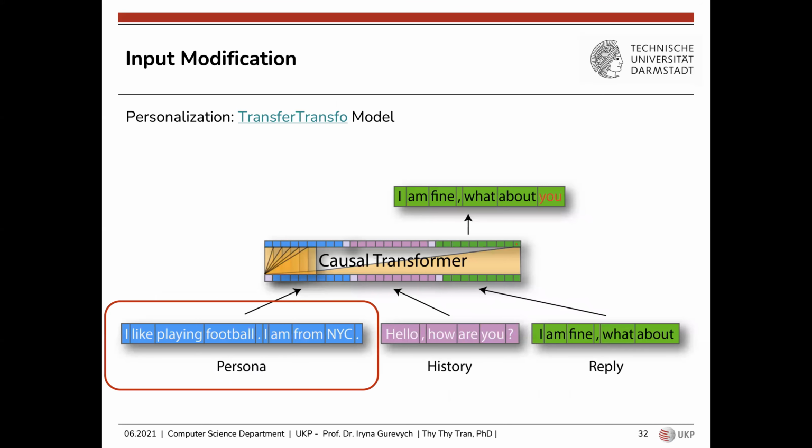So here is an example of adding an attribute description to the input text. This is the transfer model using GPT architecture for generating persona responses. The input includes the dialogue history, the persona description of the system, and the generated response at time step t. The task is to predict the next token. We note that all the input is in a single sequence.